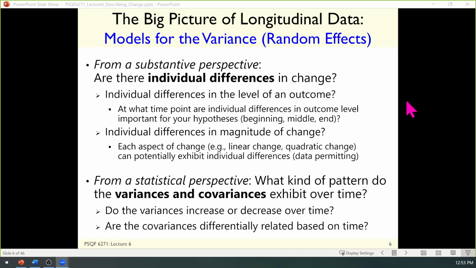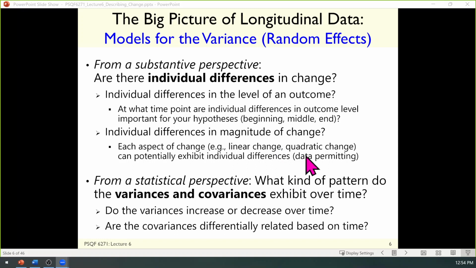If we have multiple fixed effects that are defining these average trajectories, each fixed effect can potentially have a random slope that goes with it if you have enough data. So as we introduce these choices, I'll describe what the data limits are in terms of the number of slopes you can have versus the number of occasions that you can have. So we are answering the question substantively, the extent to which we have individual differences, and that's usually a question.